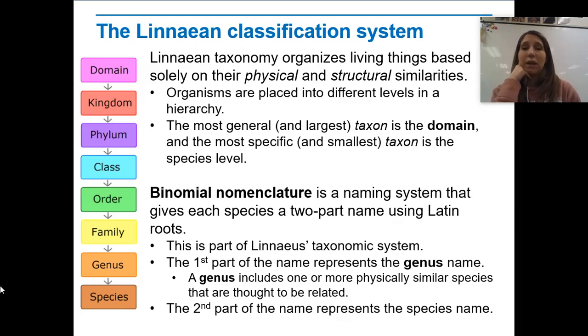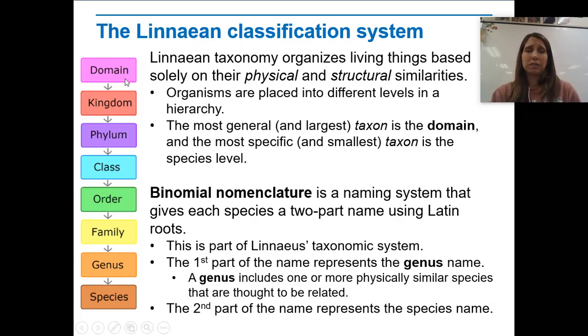So, again, organizing based on those physical and structural similarities, we place organisms in his system into different levels of a hierarchy. So every organism that's been identified and named is placed into a domain, a kingdom, a phylum, a class, order, family, genus, and species. And yes, you absolutely should know these, and you should know them in this order. So I would definitely write that down.